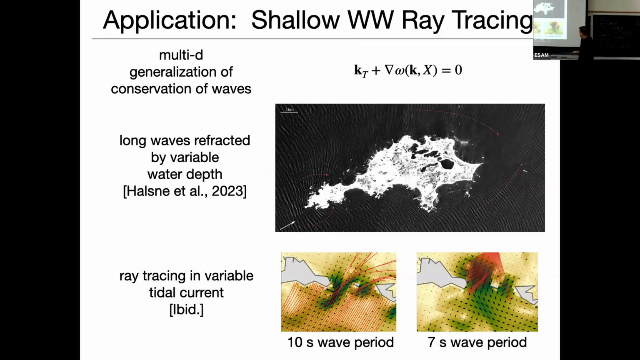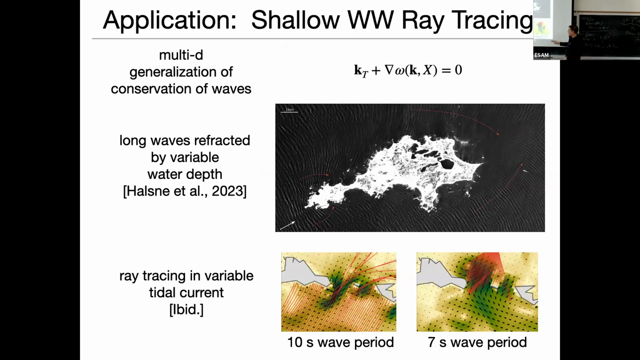And I like this picture, I think you can see it here, of Rottnest Island off the coast of Australia, where you have waves propagating in this direction, and you can see that they're being refracted by the island. And this has to do with variable water depth. So the direction of wave propagation is influenced by the medium in which they're propagating.